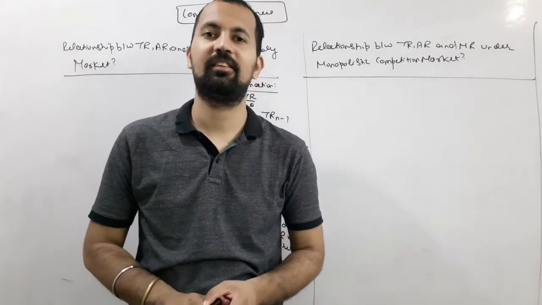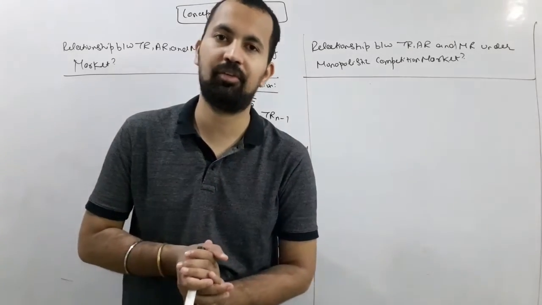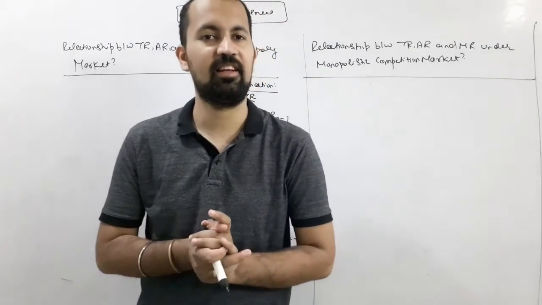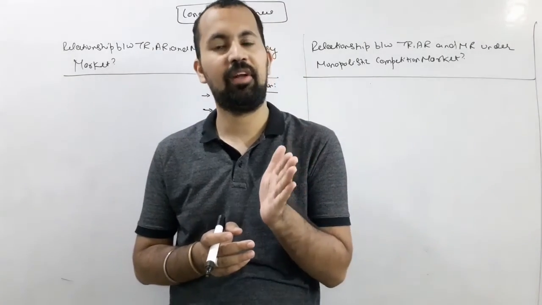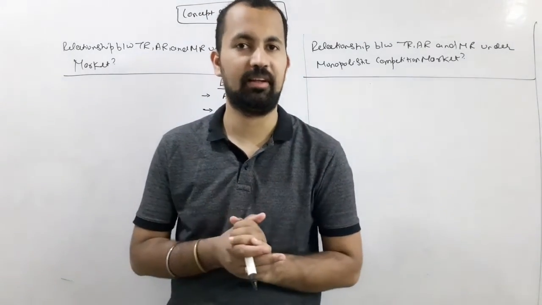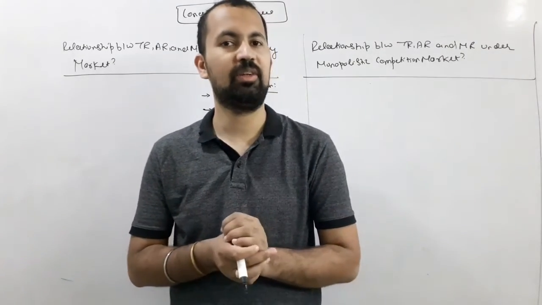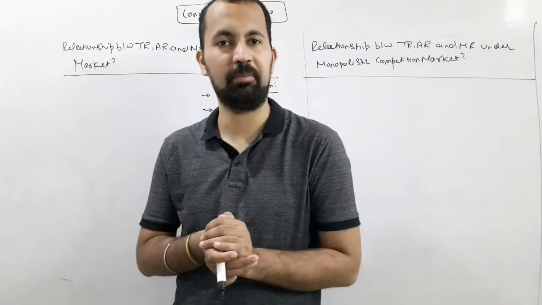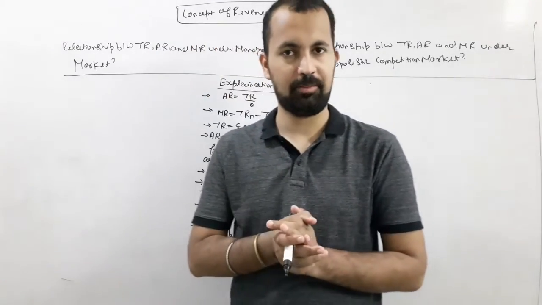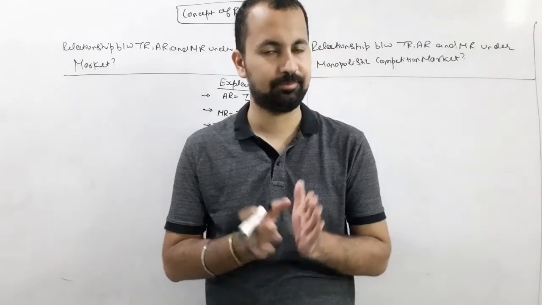Welcome to the next class of microeconomics. That is the new heading of the chapter, the concept of revenue. As we have done in the last chapter, concepts of revenue can be explained under three forms of market. The first form of market we have already done in the last video. Today we are going to start with the next form of market, that is monopoly market. Today we are going to discuss two forms of market: one is monopoly market and the other is monopolistic market.